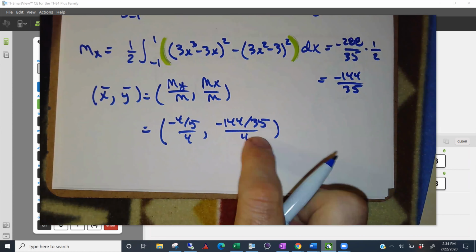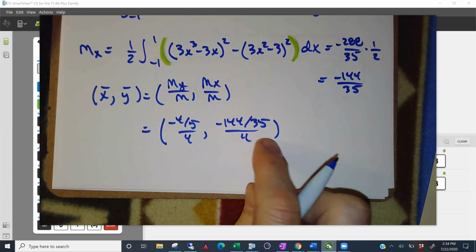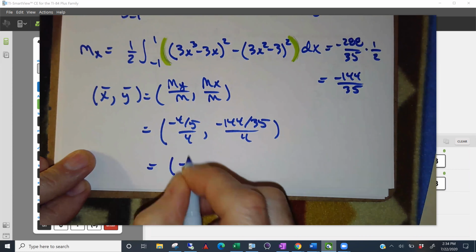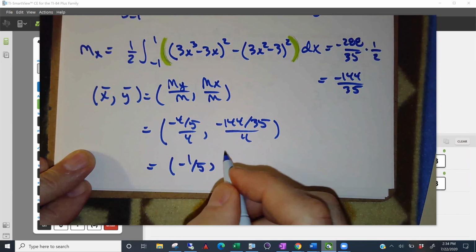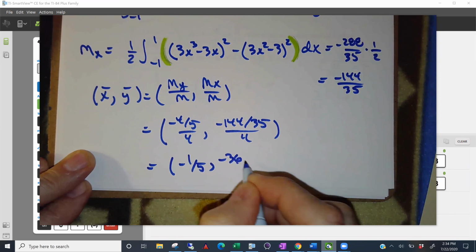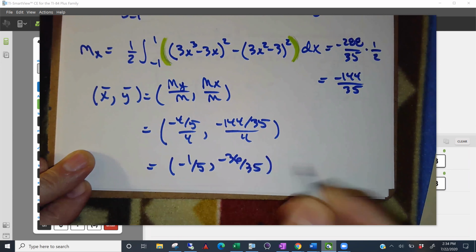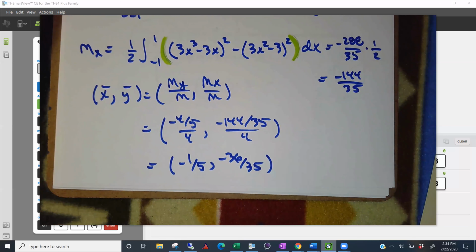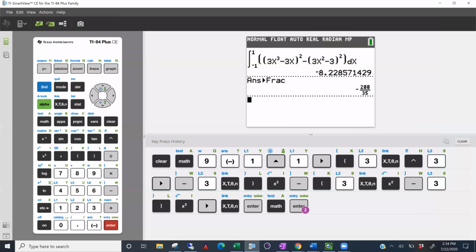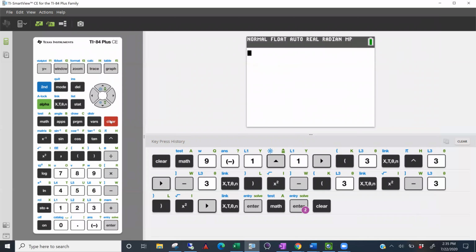If you're not comfortable with this, you're like, oh, I'm not so good with that. You know what? Do it on your calculator. You should get -1/5 and -36 over 35 like that. But like I said, if you can't simplify these things very easily without too much strain on the brain, here you go.